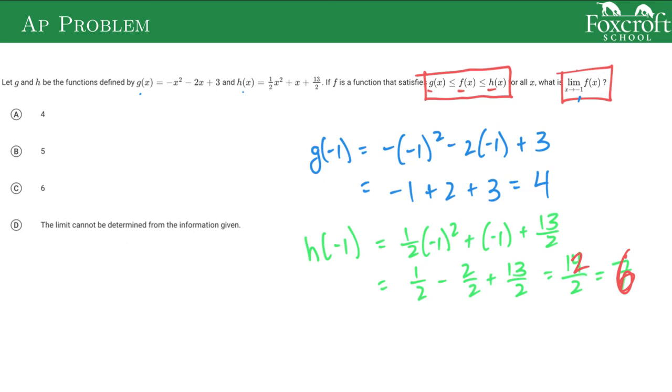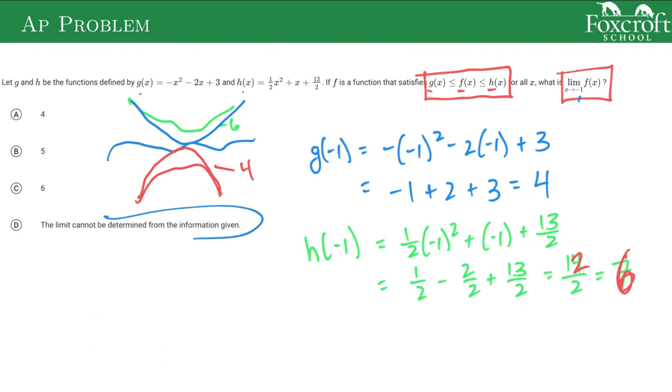So if g is always below f, I just say this is like f dancing through there. g comes up and it hits 4. h comes down and hits 6, but this doesn't tell me enough to figure out what the limit of f is. What I need is for these two things to squeeze f. So if I had gotten, say, 5 for both of them, they've squeezed to the exact same point. They're both 5, and that would be the answer. But since they're not equal to each other, I have to say I can't determine what the answer is.